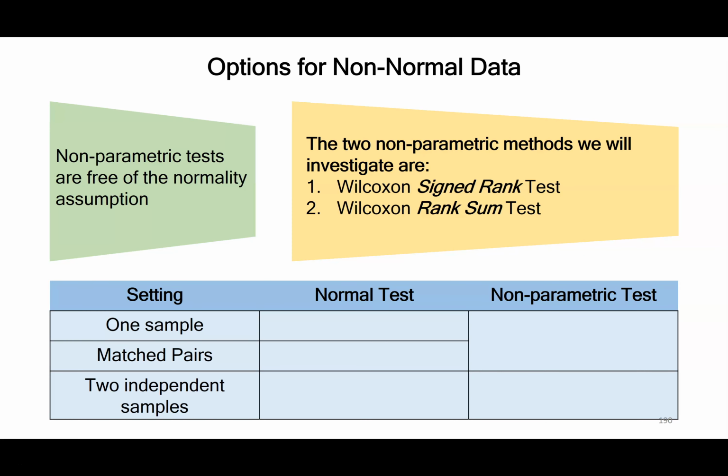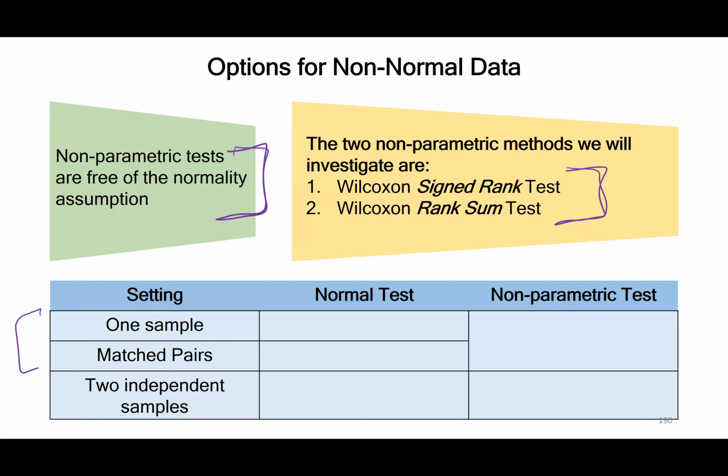When we know that our data aren't normally distributed, the central limit theorem is not going to kick in, so we shouldn't use z-methods or t-methods. We can use non-parametric tests. Non-parametric just means that we aren't assuming that it follows a normal distribution. That's the big thing: we're not assuming that the sampling distribution of x bar is normally distributed. The two that we're going to look at are the Wilcoxon signed rank test and the Wilcoxon rank sum test.